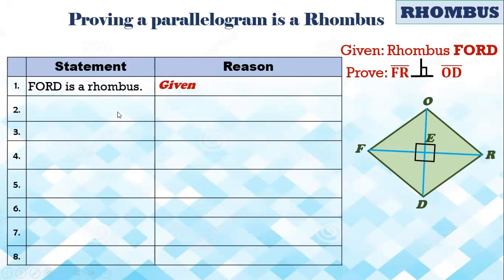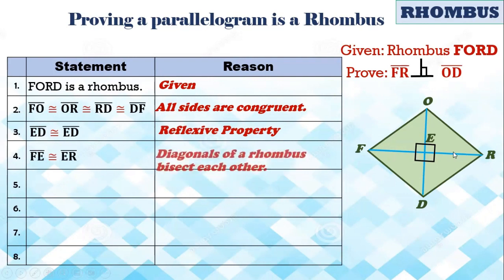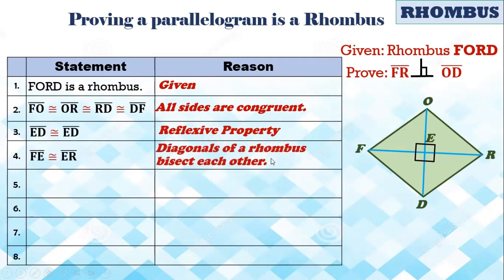Next, since this is a rhombus, we all know that FO is congruent to OR, congruent to RD, and congruent to DF. What do you think is the reason? Okay, all sides are congruent. Next, ED is congruent to DE, or ED by reflexive property. Then we can say that FE is congruent to ER because diagonals of a rhombus bisect.